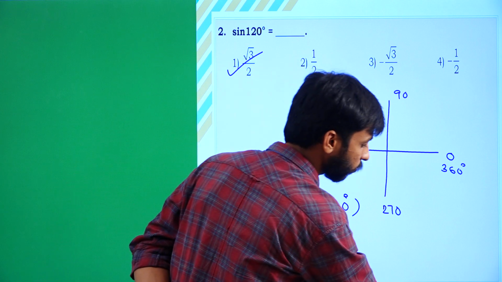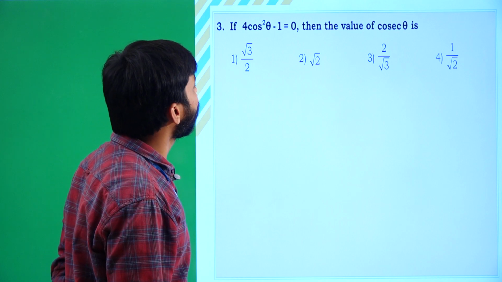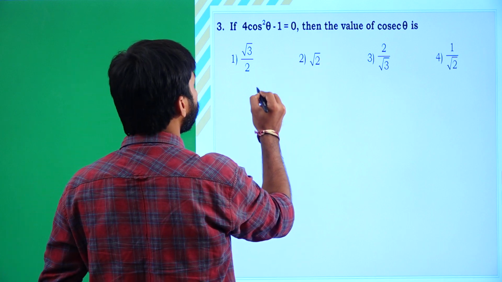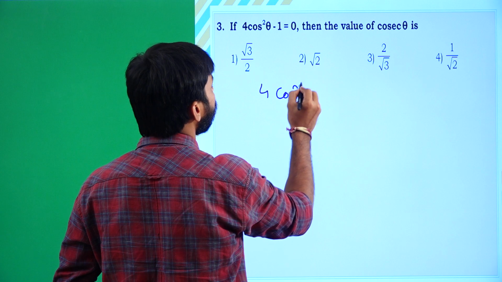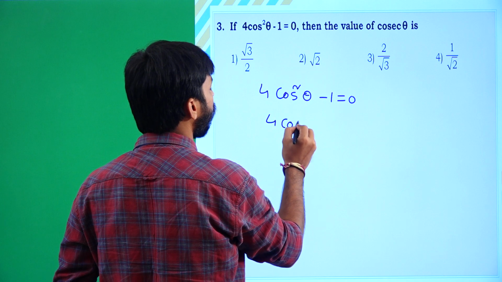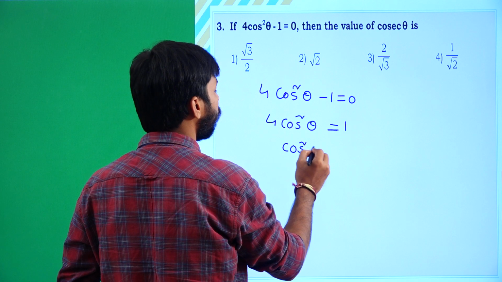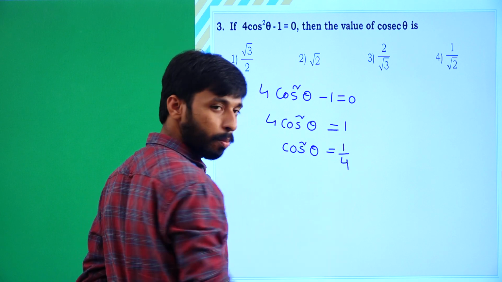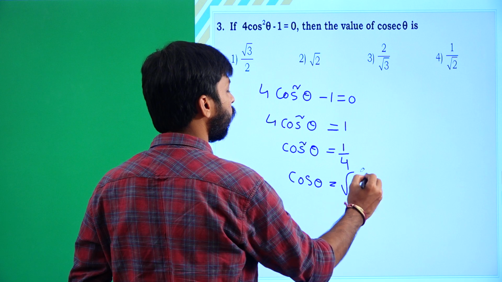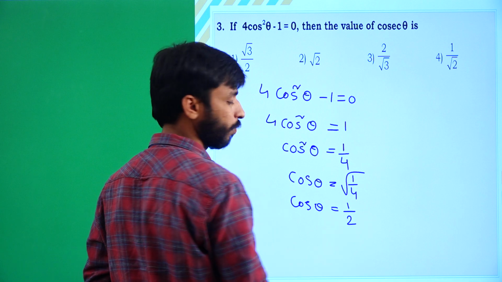And next, the third question. 4 cos square theta minus 1 is equal to 0. Find the value of cosecant theta. So given that 4 cos square theta minus 1 is equal to 0, 4 cos square theta is equal to 1, cos square theta is equal to 1 by 4, cos theta is equal to root over 1 by 4, cos theta is equal to 1 by 2.